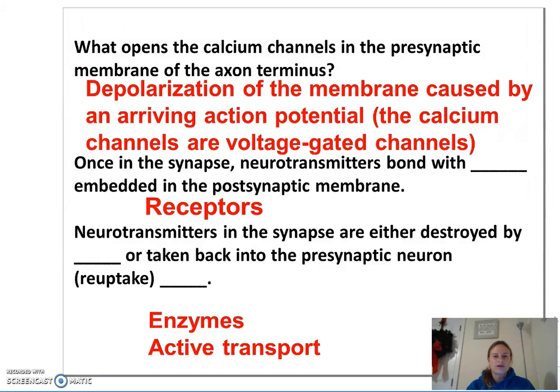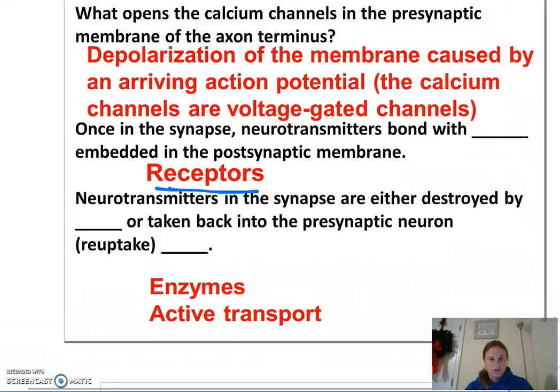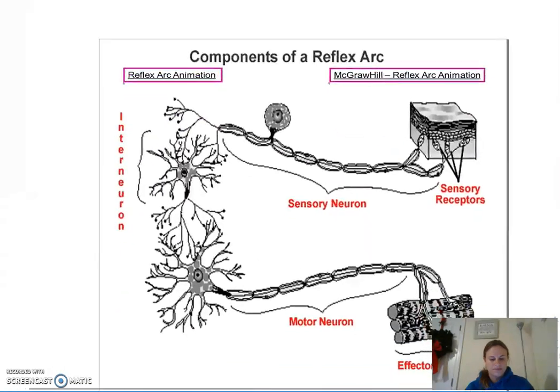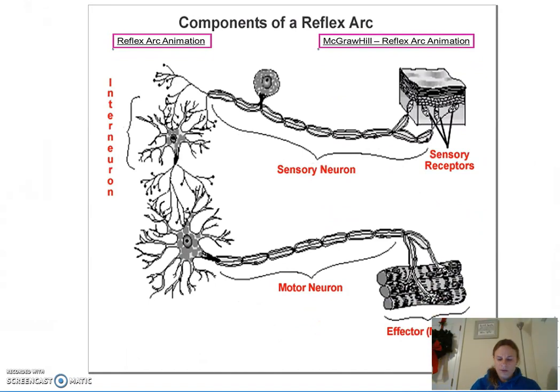Once in the synapse, the neurotransmitters bond with the receptors that are embedded in the postsynaptic membrane. And then the neurotransmitters can be destroyed by enzymes or be taken back into the presynaptic neuron by active transport. It's also known as reuptake. So now what I want to do is explore a reflex arc.